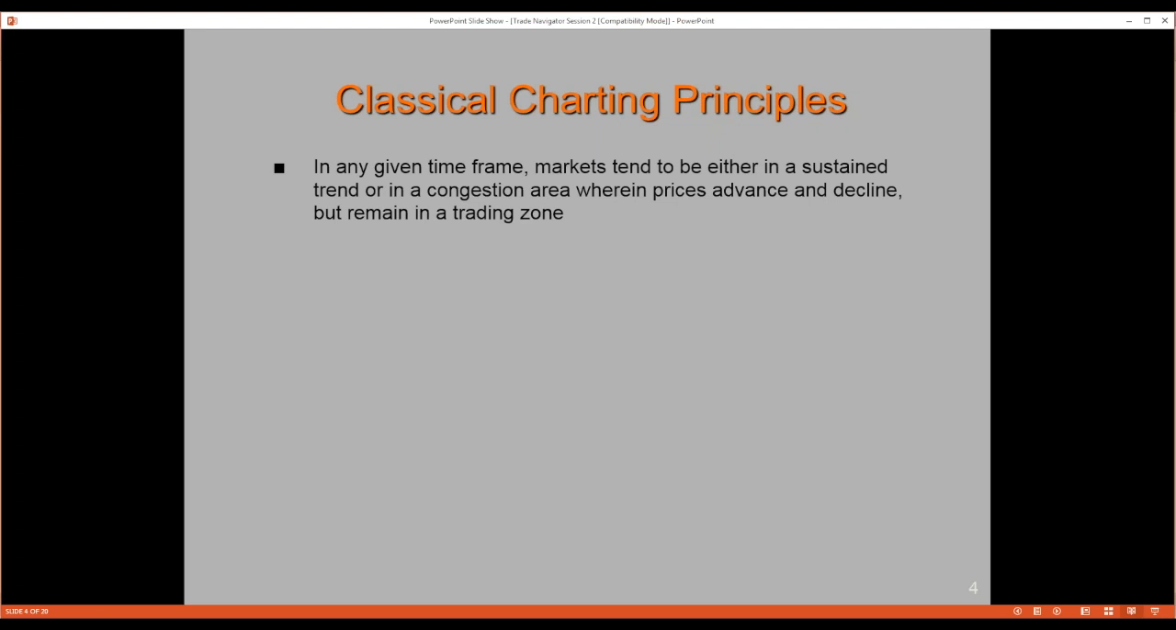You can see on a daily chart that a market may be trending. But on an hourly chart, you may find that it's a market in a trading range.